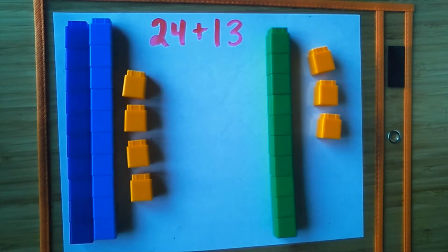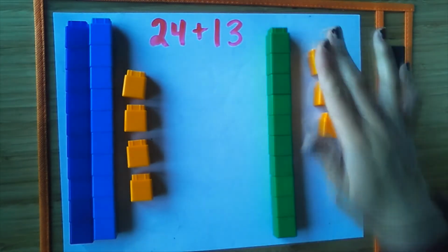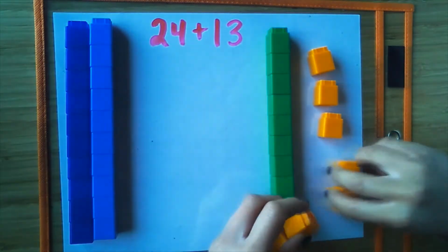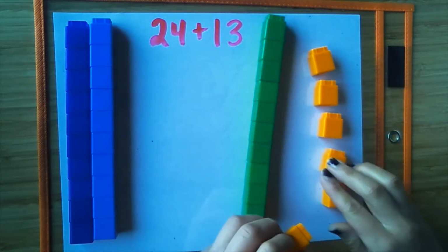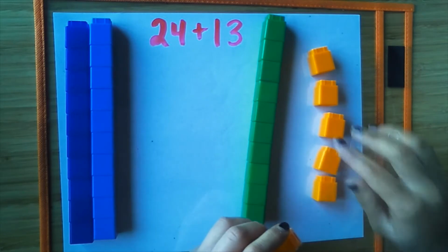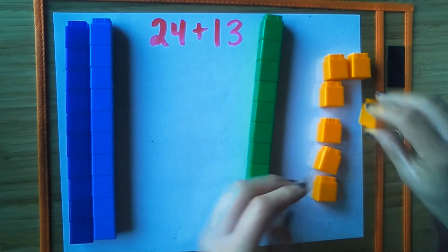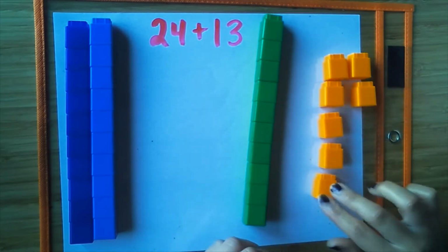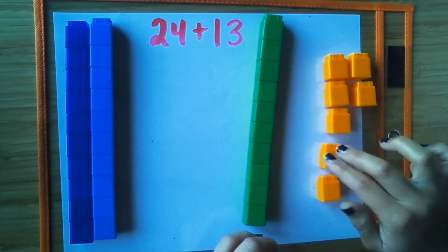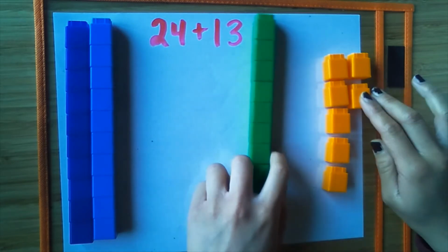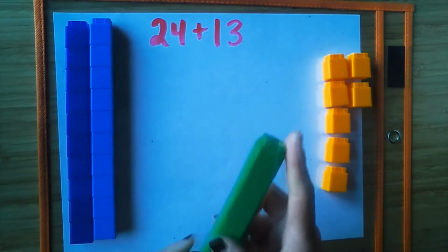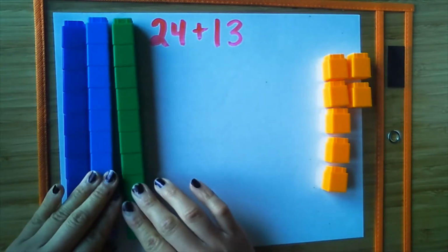Alright, welcome back, my friends. So, we can put the tens together and the ones together. That would give us 3 ones and 4 ones. So let's go ahead and combine our ones. So we have the 4 ones and 3 ones. We combine them to give us 7 ones, and then we can just put our tens together.